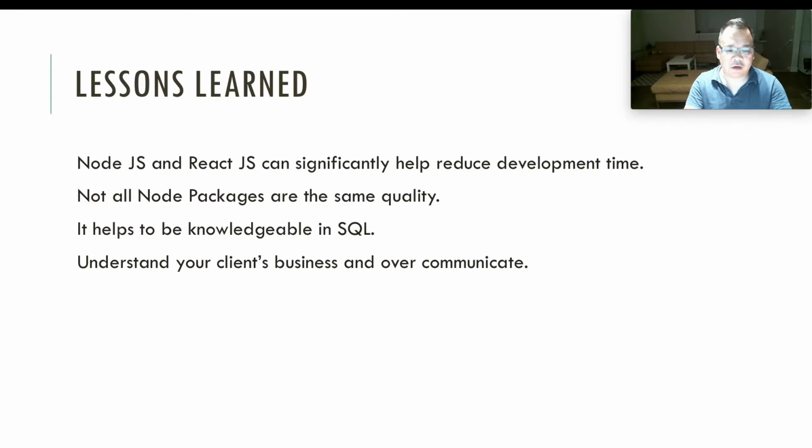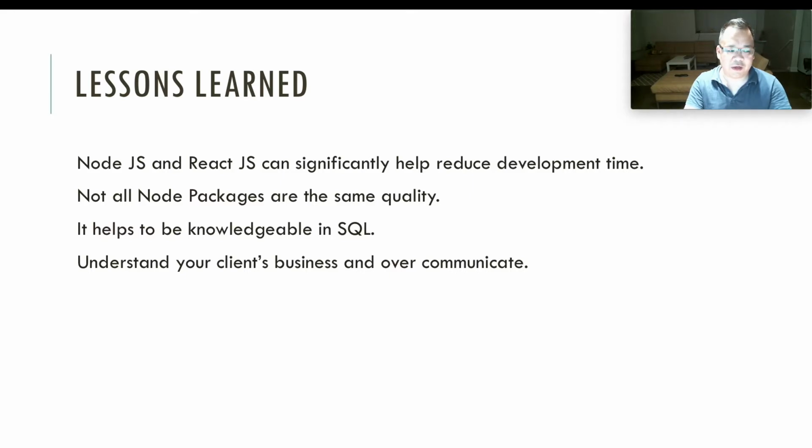Lessons learned. I started this project using LAMP with Laravel, with Bootstrap as well. I quickly figured out that the code base began to look very big during its initial development. So I switched from the LAMP method to Node.js and React.js, and that significantly impacted the amount of code that I had to write.